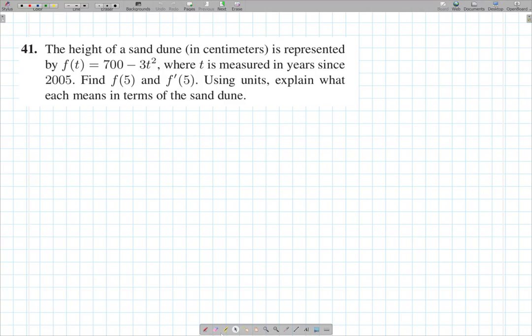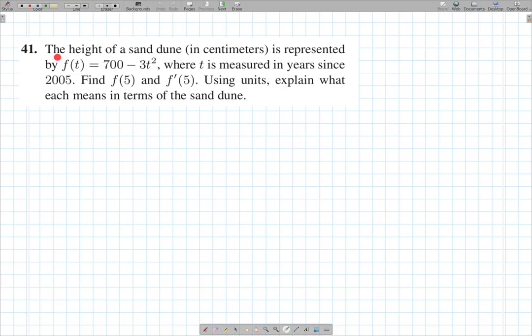Okay, so if you look at question number 41, it says that the height of a sand dune in centimeters is represented by f of t equals 700 minus 3t square, where t is measured in years since 2005. Find f of 5 and f prime of 5. Using units, explain what it means in terms of the sand dune.